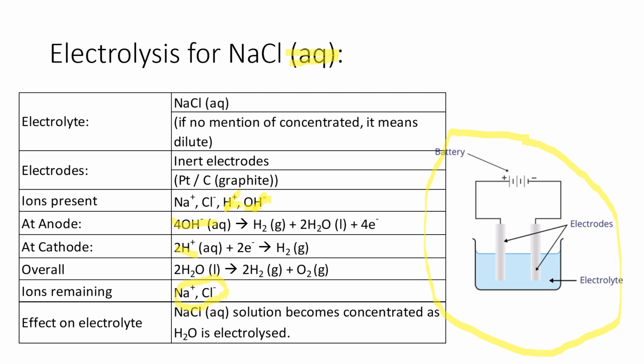Now, because of that, in the solution there are only these two ions. So essentially, you are making the water disappear. So your conclusion: NaCl solution becomes concentrated as H2O is electrolyzed. Pause the video if you need to. If not, I will move on after erasing all the highlights.